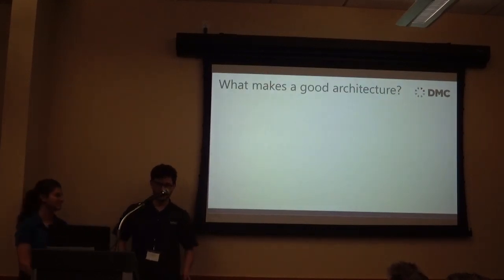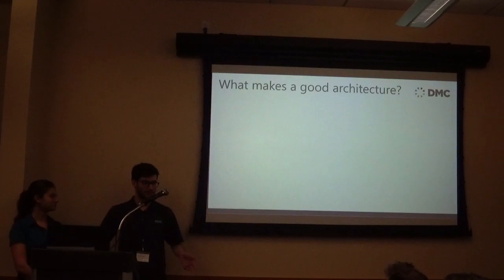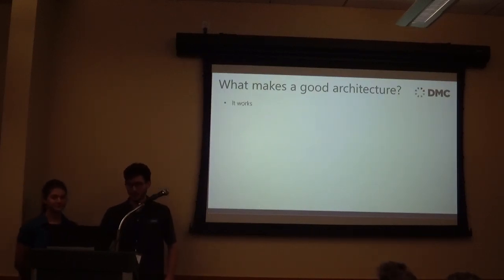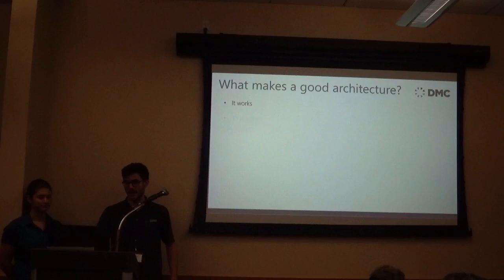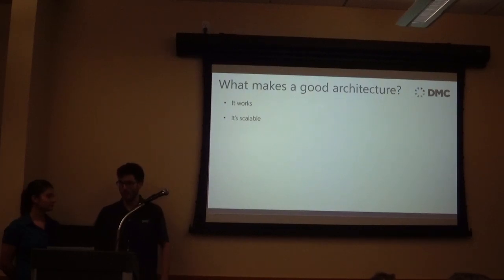So what actually makes a good architecture, right? It's one thing to say, yeah, it's a good architecture, it's going to sustain, but what actually makes it good? Well, number one, it has to work. It has to actually satisfy some set of requirements and do what it's supposed to do. That's the easy stuff. It has to be scalable, and by that I mean that it's flexible enough that it can adapt to future requirements that will occur.